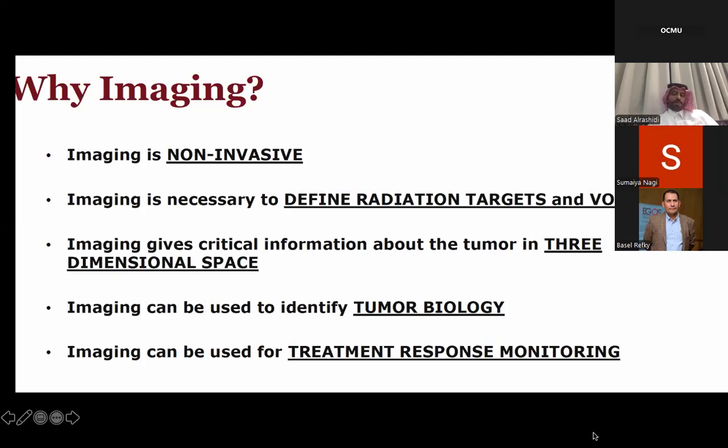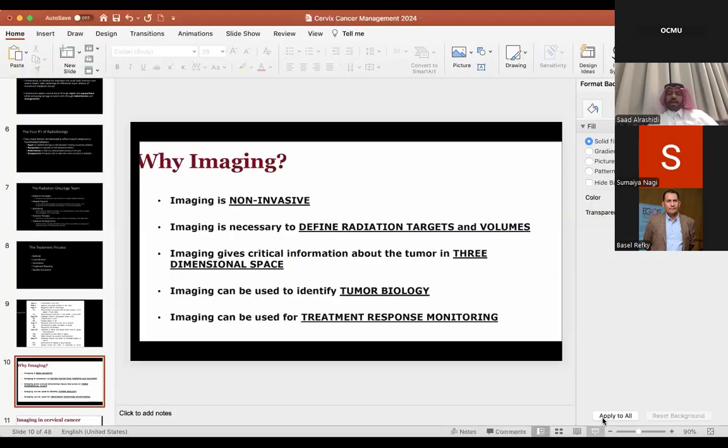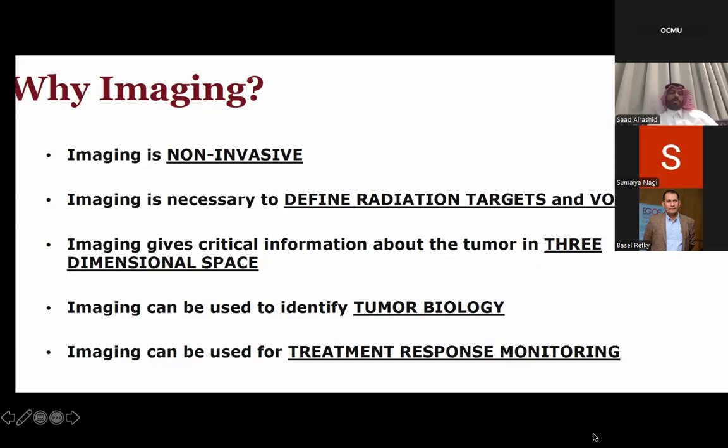So PET is becoming part of even the staging nowadays in 2023. You depend on the nodal staging as well as where the metastatic disease is. So yes, PET is becoming very essential. Let me talk about it now, since we are mentioning why the imaging. Of course, it's non-invasive. It's important for the diagnosis as well as for the planning of treatment, for the radiation oncologist and for the surgeon as well. If there is a metastatic node, they probably will not pursue the treatment surgically.